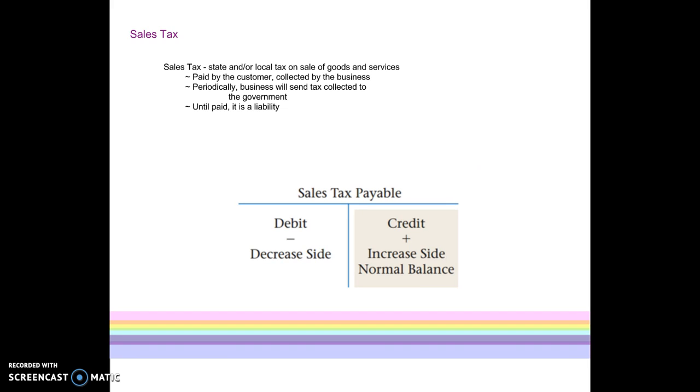Now, sales tax payable is going to consist of all of the same characteristics of a liability. It is going to have a credit side balance, therefore to increase the liability account, we would have to credit the account. Eventually, this liability will be paid.